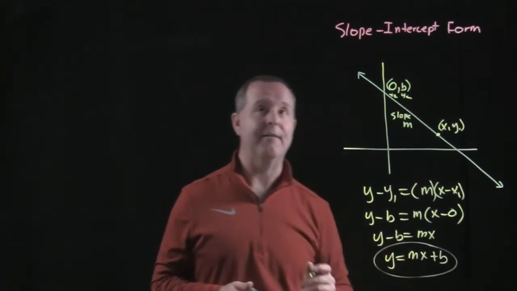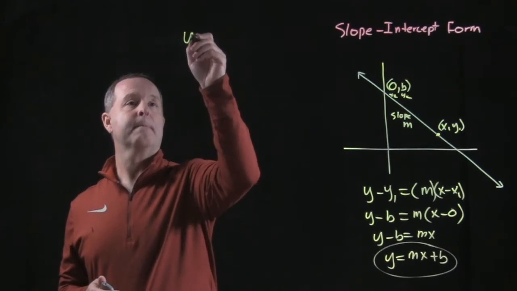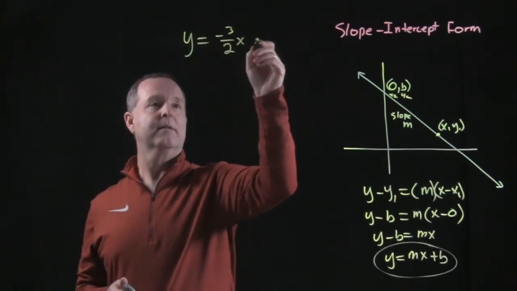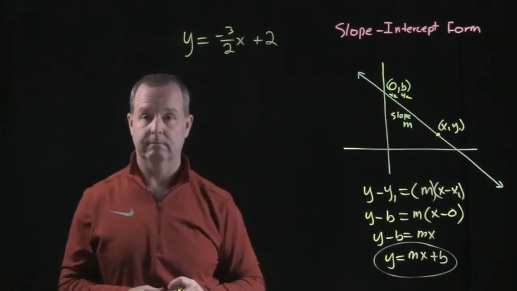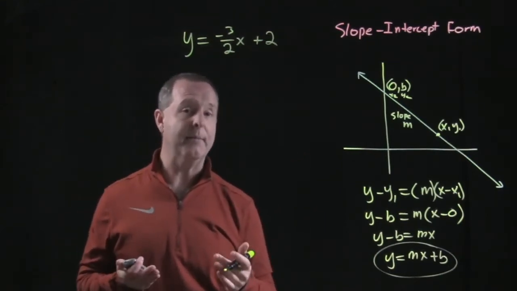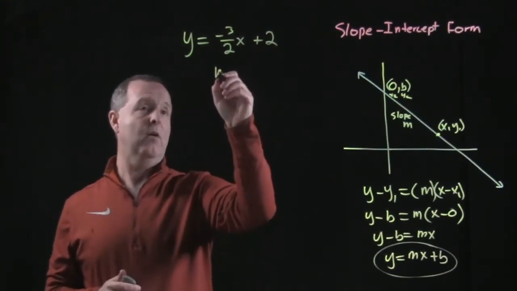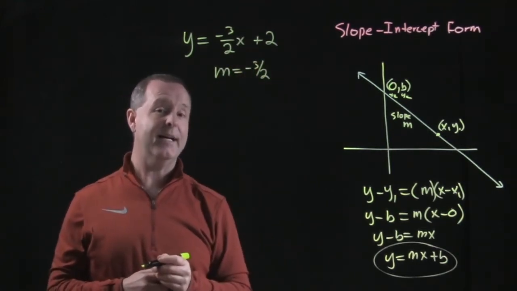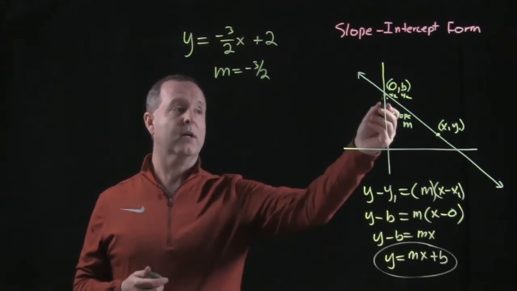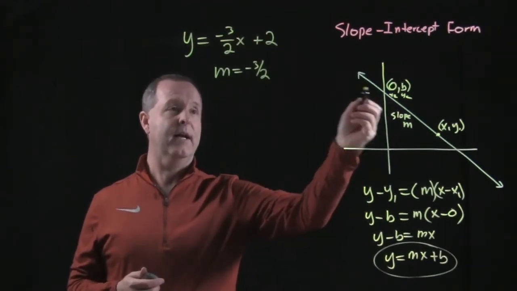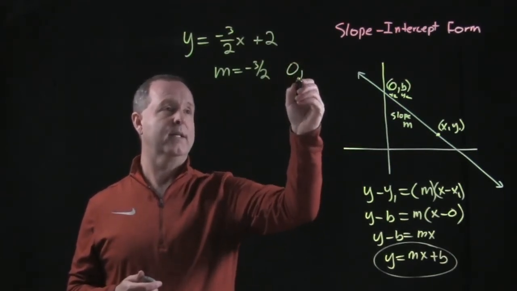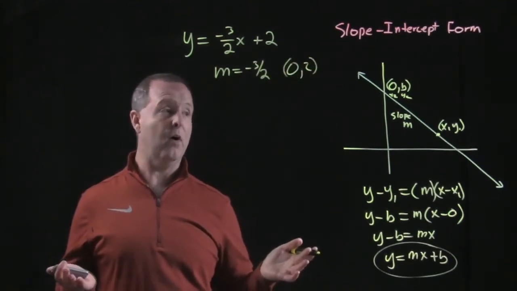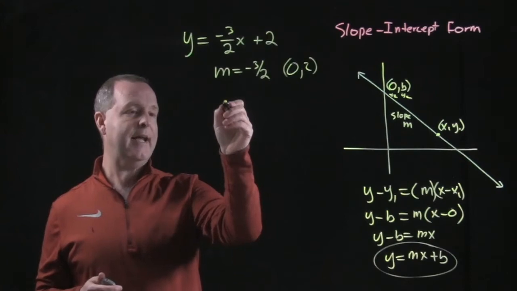So let's imagine that I have a line y equals minus 3/2 x plus 2. Well, from here, I'm able to identify that the slope is minus 3/2. And its starting point, where does it cross the y-axis at? It crosses the y-axis at the point 0 and 2. So from there, I have all the information that I need to have.